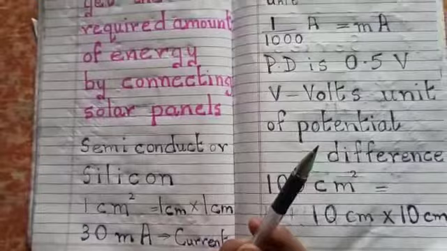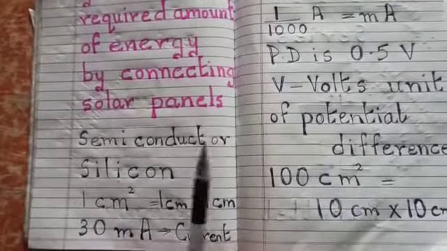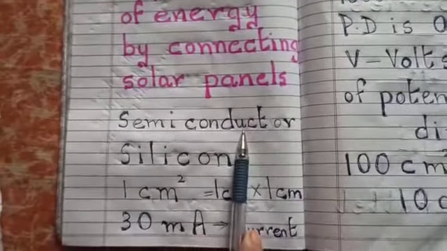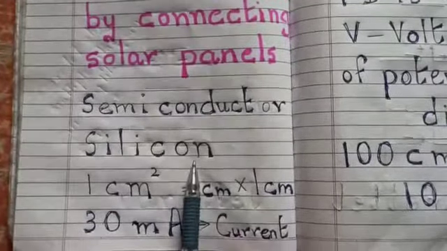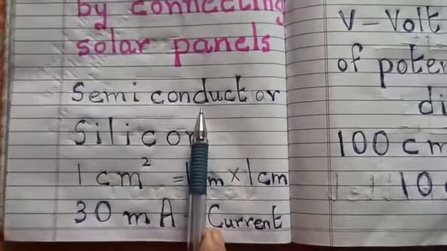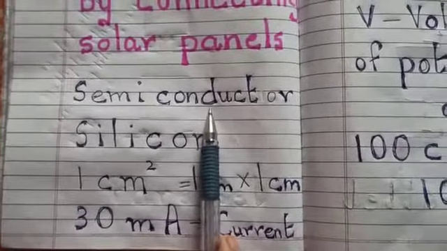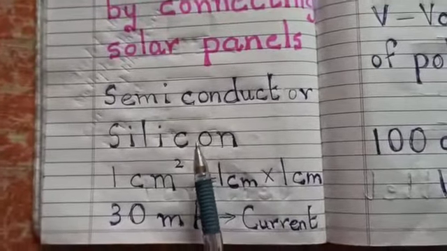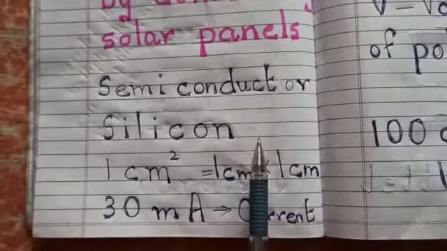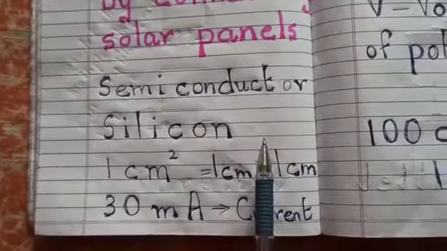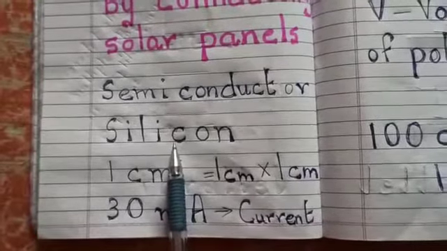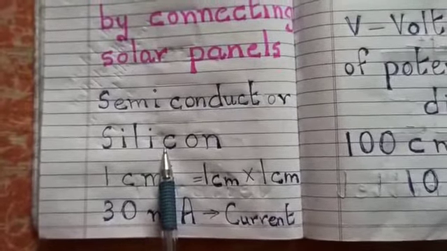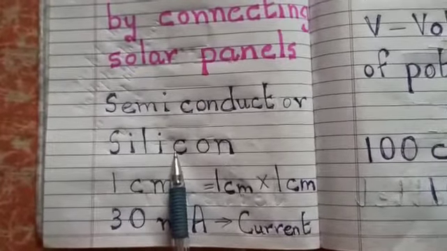Solar cells are made up of a special type of material called semiconductors. For example, silicon. Now, what is a semiconductor? A semiconductor has electrical conductivity between good conductors and bad conductors. Bad conductors are insulators. Silicon is a natural semiconductor. It is easily obtained. It is cheap, hard, and brittle.